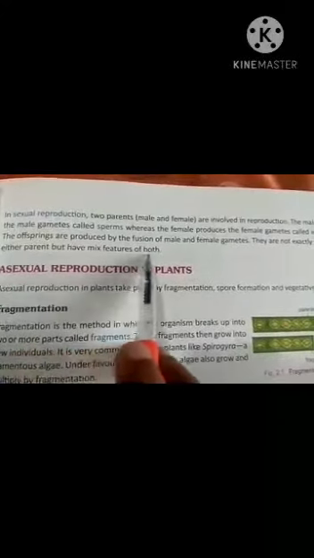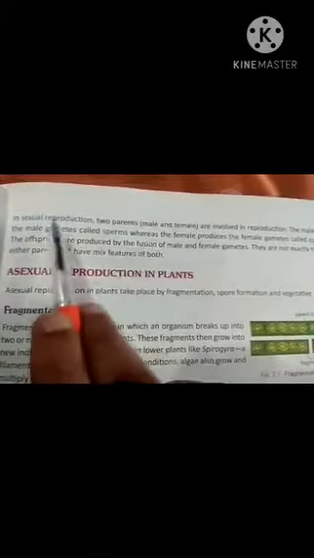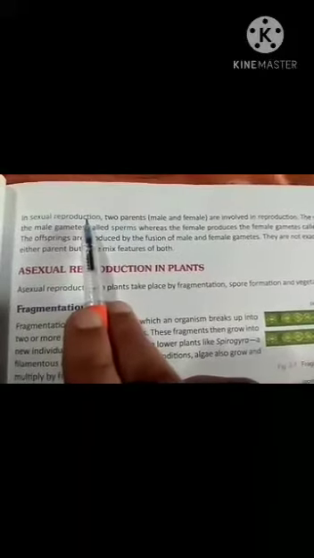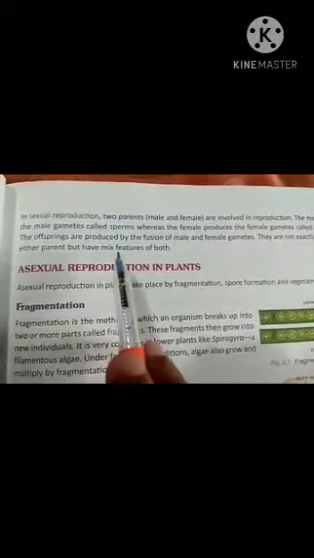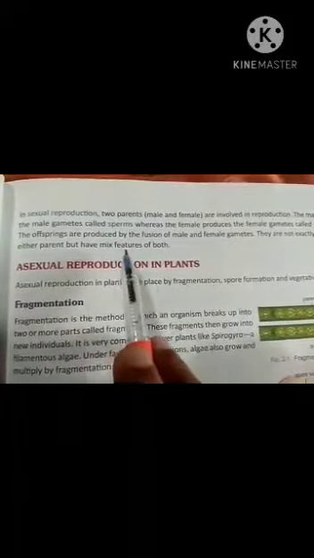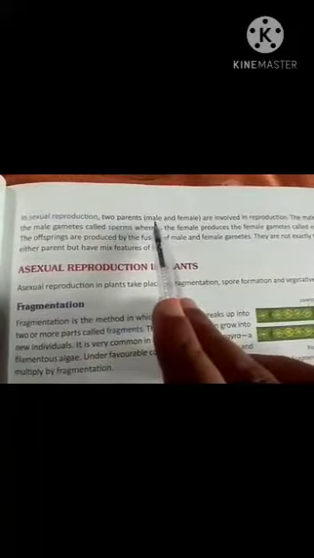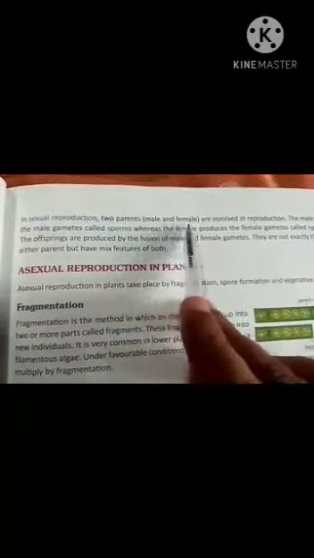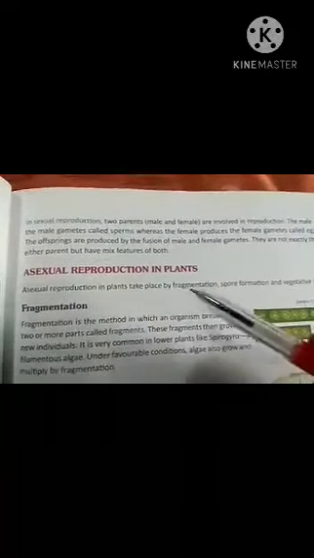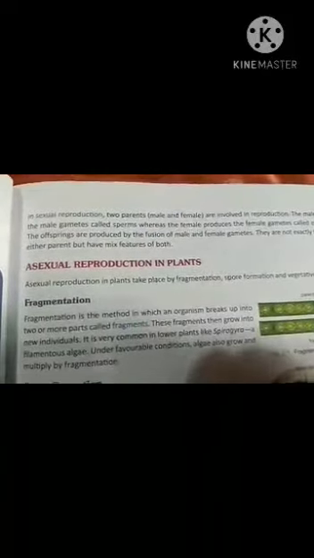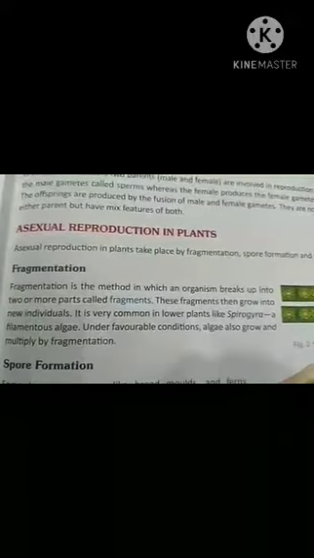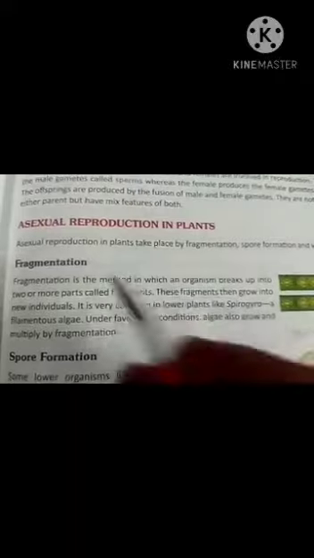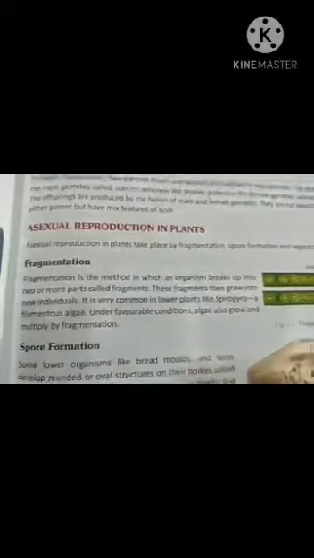mixed features of both. So in sexual reproduction, whatever offspring or next generation is produced has mixed features of both its parents, that is, mother and father, male and female. Whereas in the asexual mode of reproduction, the next generation is an exact copy of the parent. Now, asexual reproduction in plants.